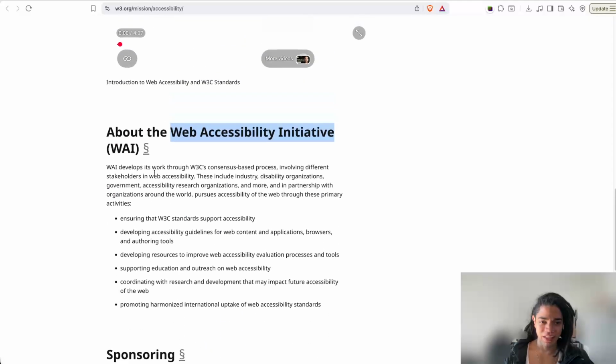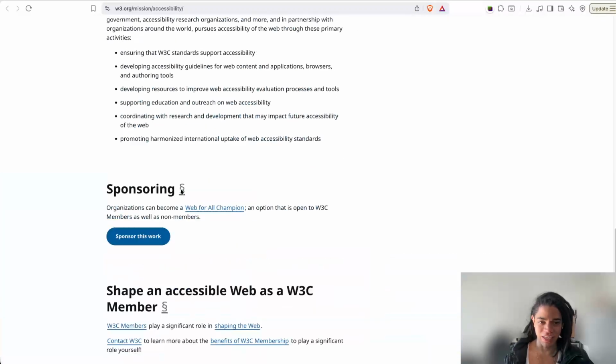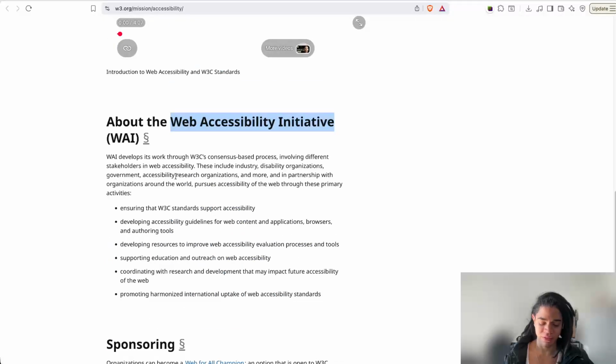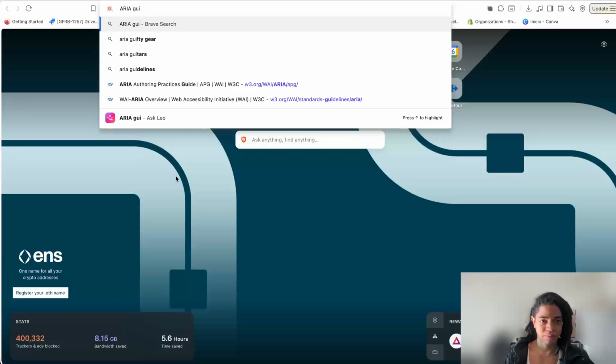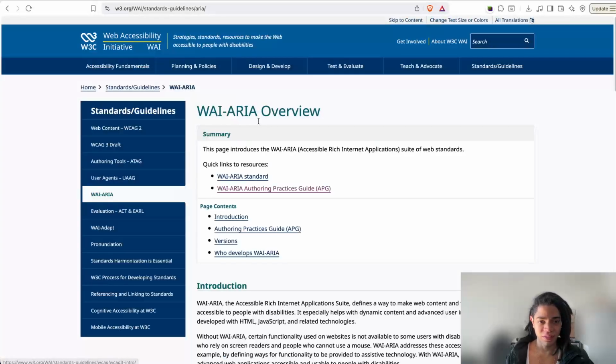And things like ARIA, which is Accessible Rich Internet Applications, that is defining all of this standard of accessibility. One of them is the ARIA guidelines, or the ARIA authoring practices is one of them, but the other is ARIA, which is Accessible Rich Internet Applications, which is a set of web standards for that.